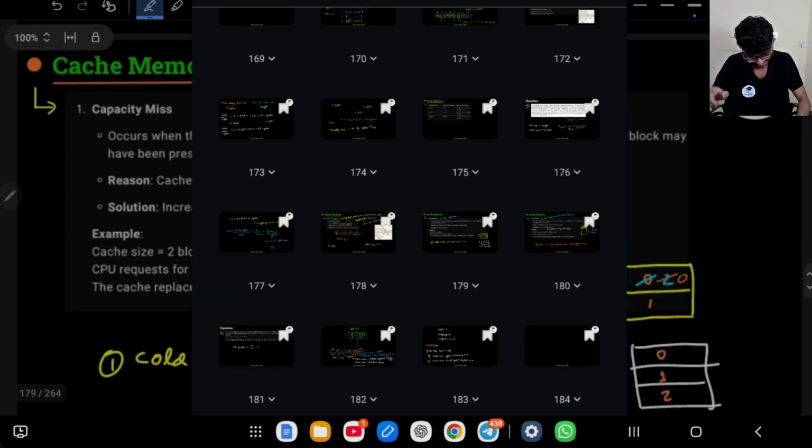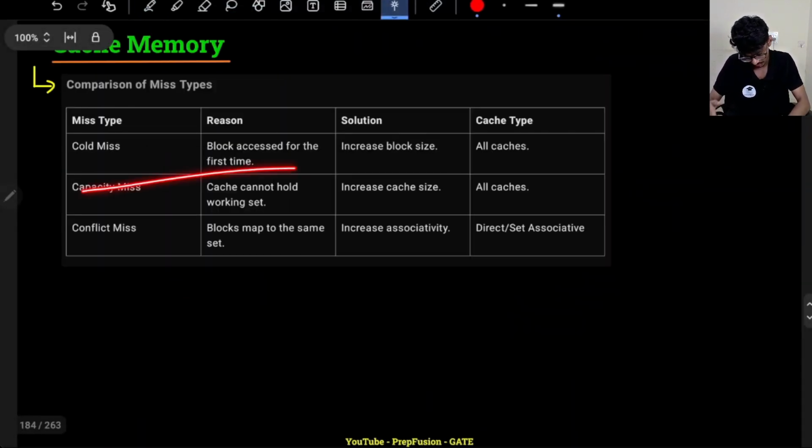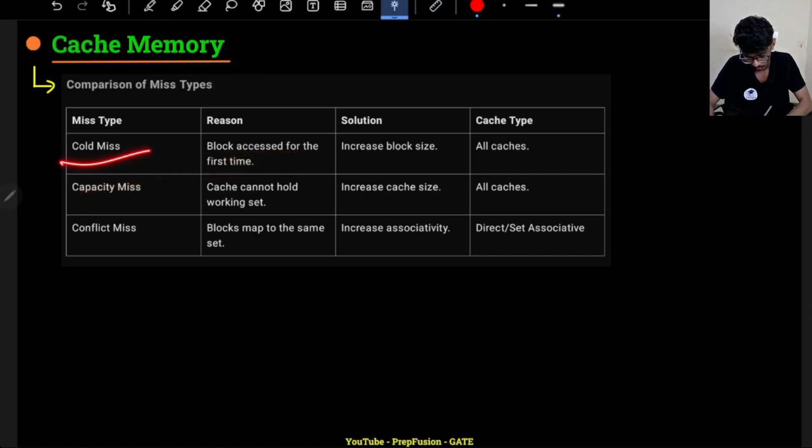Okay, it is a type of miss. So this is the summary also here. If the block is accessed for the first time, then it will be a cold miss. If the cache cannot hold any other working set, that means there is no space in the cache memory, so of course it will be a capacity miss, otherwise it will be a conflict miss. If the block maps to the same set, that's why it will be a conflict miss.